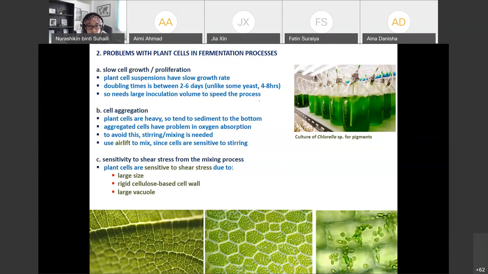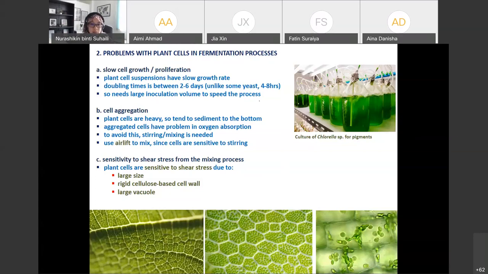It needs a large inoculation volume to speed up the process. Just now, I mentioned that it needs at least 10% inoculum density. Inoculation is the process of putting the inoculum inside the media for the fermentation. Inoculum is the starter culture, the seed culture. So having said that, it needs a large inoculation volume. It means that it's a bit tedious when we talk about things that you have to handle in the lab, yeah? Because you have to create a big volume of starter culture, and in terms of cost, it's expensive as well. So that is the challenge with the plant cells.